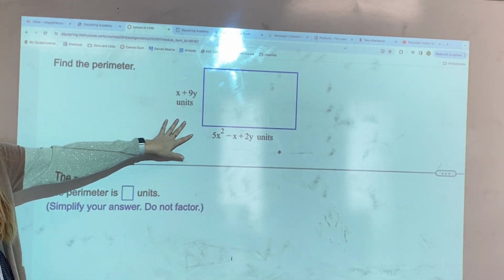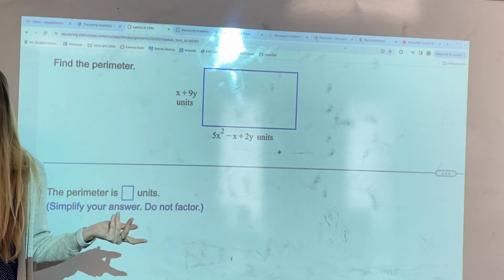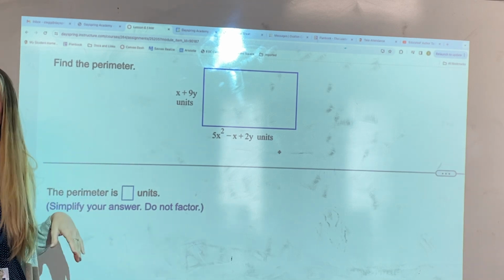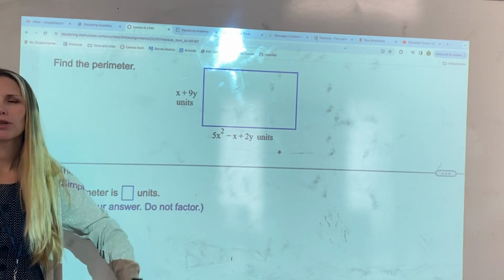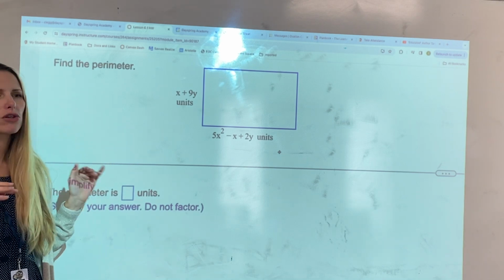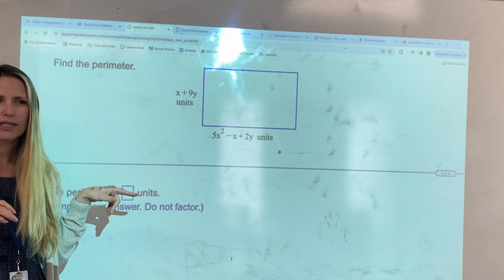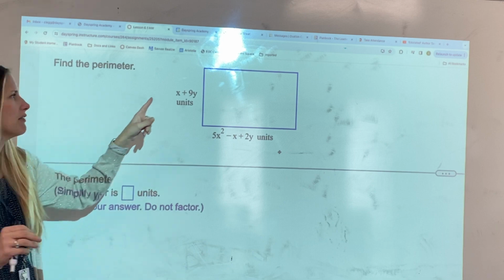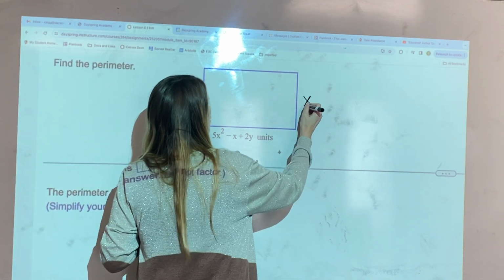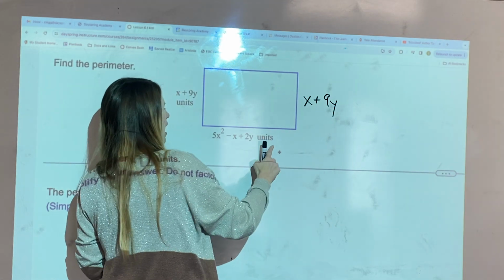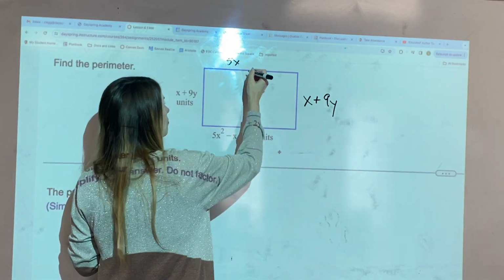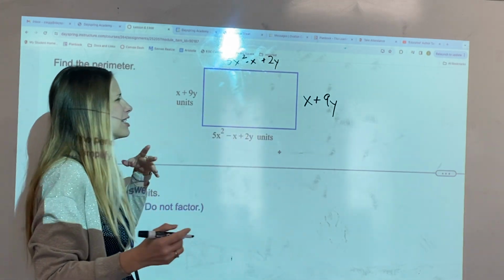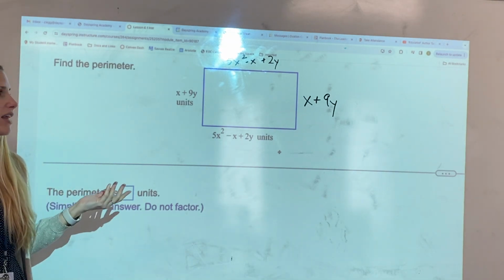So it says to find the perimeter of this rectangle. How do you find the perimeter of any rectangle? I have the sides. Add up all the sides, right? Now technically, we do have a formula that's 2 times the length plus 2 times the width. But since we haven't learned about multiplying polynomials yet, we're gonna hold on. We're gonna learn about that tomorrow. But let's just add up all the sides. If this side is x plus 9y, then this side is also x plus 9y. And if this side is 5x squared minus x plus 2y, then that side is also. So we just have to add them all up.